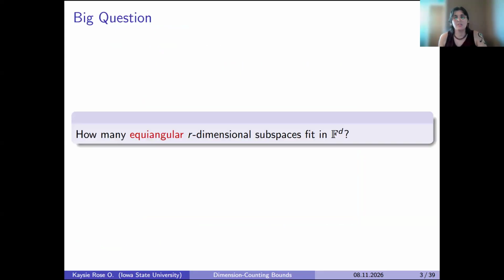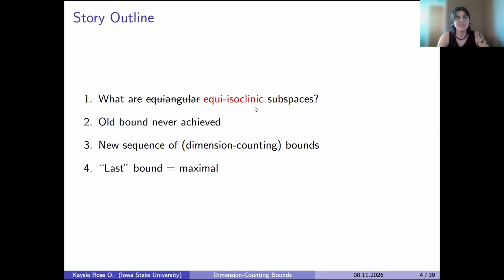Cool. So here is our big core key question of the entire talk. How many equiangular r-dimensional subspaces can we fit in F^d? And the word equiangular is in red because that is not the right word. I'm lying to you. We're going to use a slightly different word, but the idea you should think is equiangular. The word we're actually going to use is equi-isoclinic. We'll talk about the definition of that in a bit. It's just an extension of equiangular to higher dimension things.